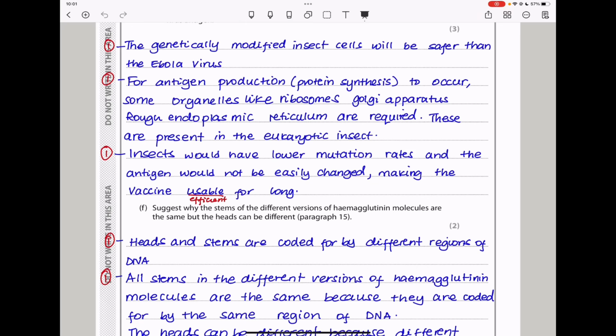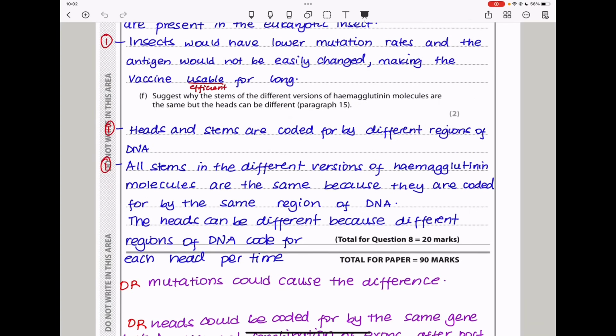If this was carried out in a bacteria, because they go through cell division rapidly, every time cell division occurs, there is DNA replication, there is a chance of mutation. But if you compare with insects that have a lower reproduction rate in comparison to the bacteria, there are fewer chances of having mutations. Lastly, they say suggest why the stems of the different versions of hemagglutinin molecules are the same, but the heads can be different.